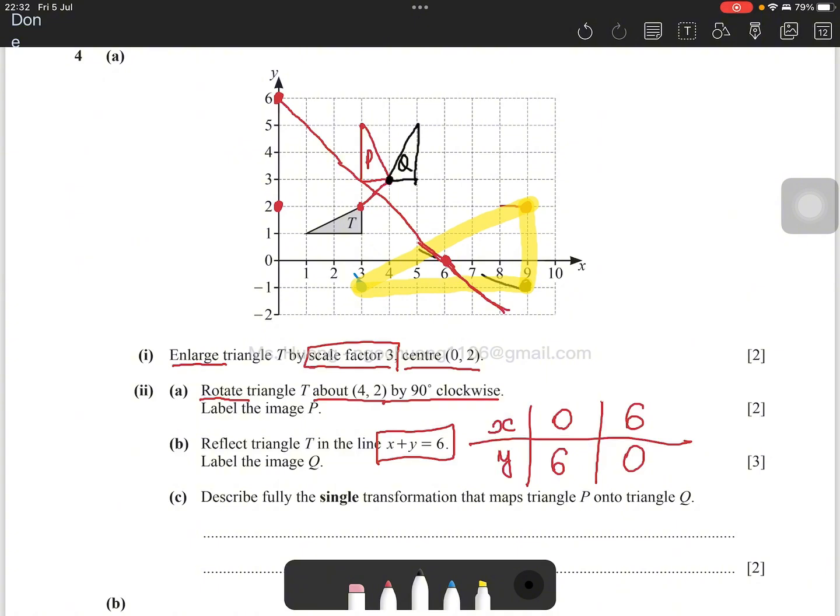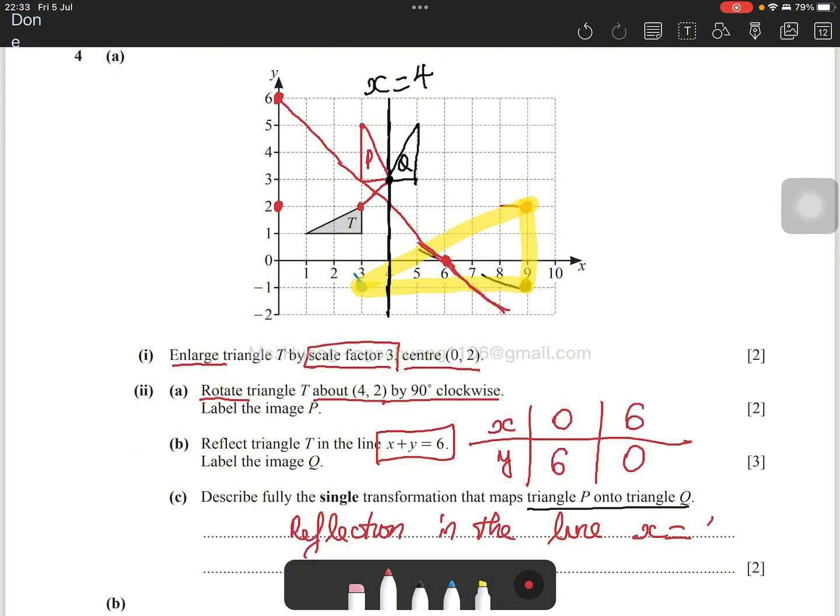C. Describe fully the single transformation that maps triangle P onto triangle Q. We see that for the triangles P and Q, the single transformation should be reflection over the line x equals 4. So I'll write reflection in the line x equals 4. That's it.